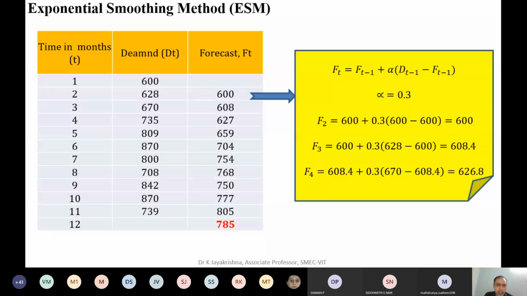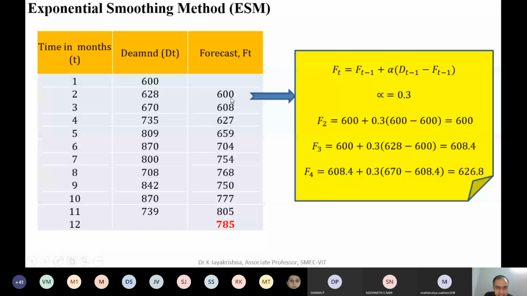Again, I'm repeating. The first case we are calculating is for the second month. For the second month we don't have any forecasted value. The forecasted demand data is not available. So what I'm doing is, for the second stage, I'm considering the forecasted demand as 600, and the actual demand that happened in the first month is also 600. So 600 plus alpha value, which was given in the problem as 0.3, into the actual demand 600 minus the forecasted demand 600, which I'm getting as only 600. So that value only I substituted here.